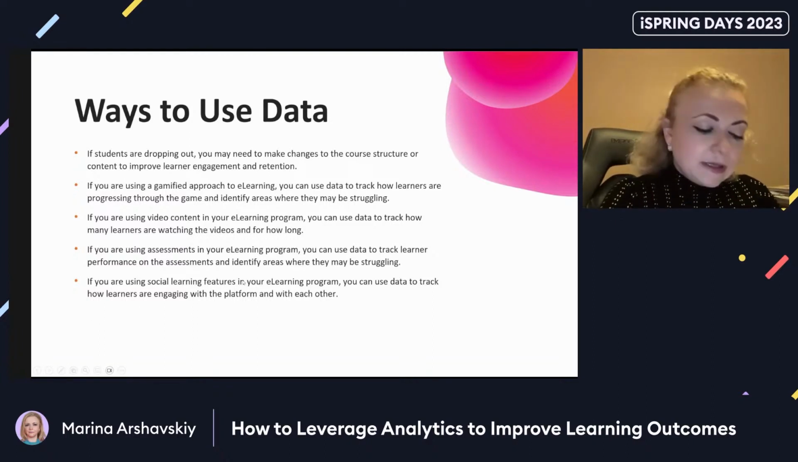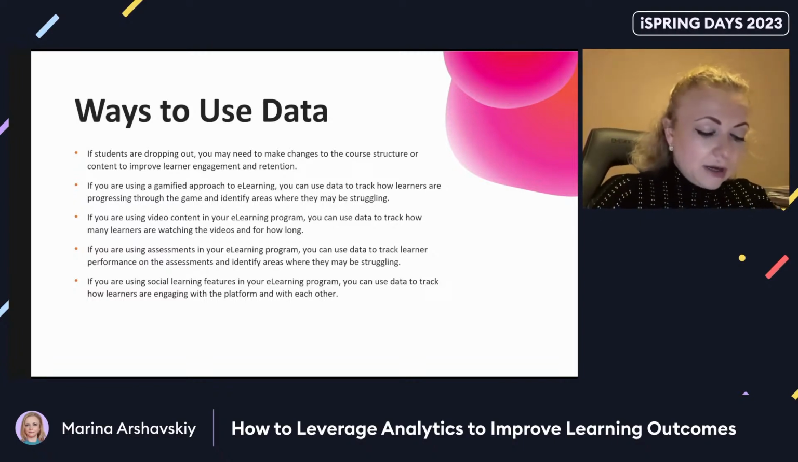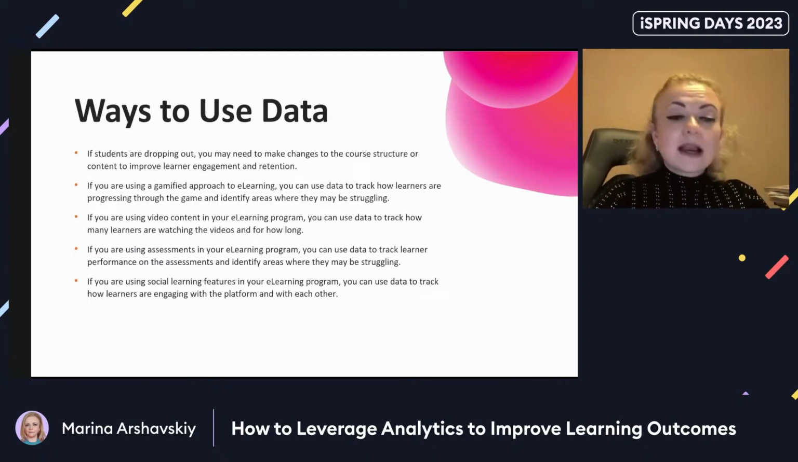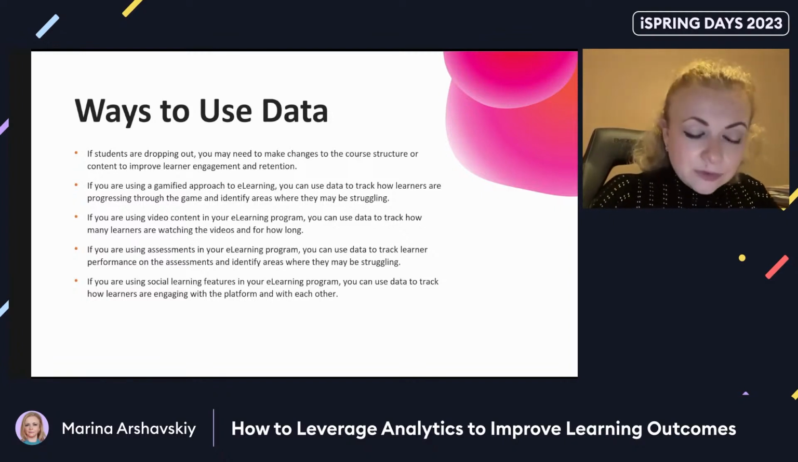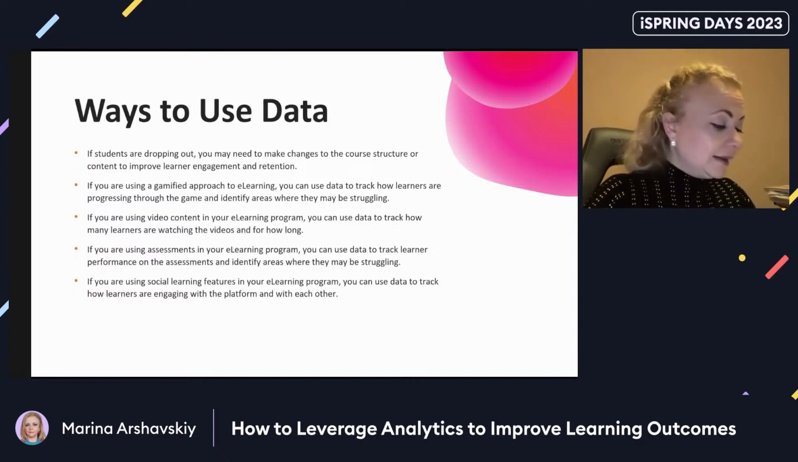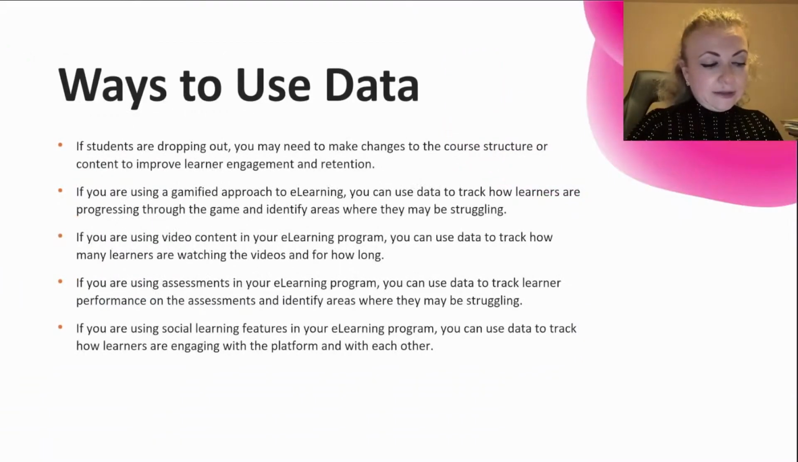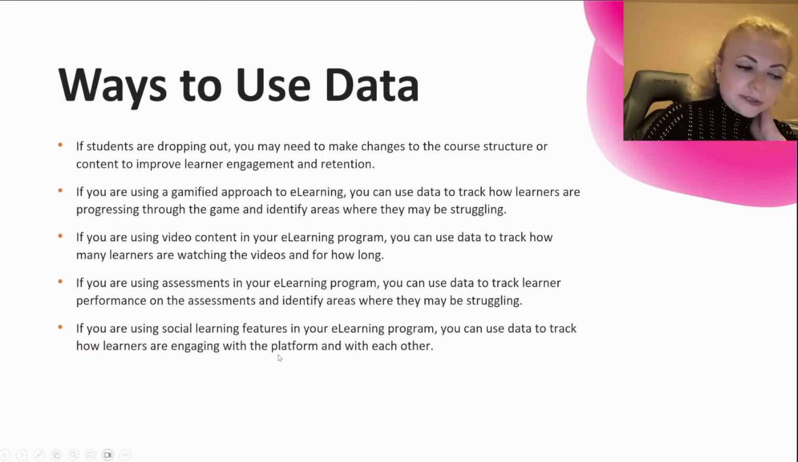And also, if you're using social learning features that we discussed, which is actually becoming very popular right now, you can use data to track how learners are engaging with your platform and with each other too. And this can help you identify which features are more effective at promoting learning and engagement, and which may need to be revised or replaced a little. So sometimes this is really a good indicator for you as well. So look at their social data too.